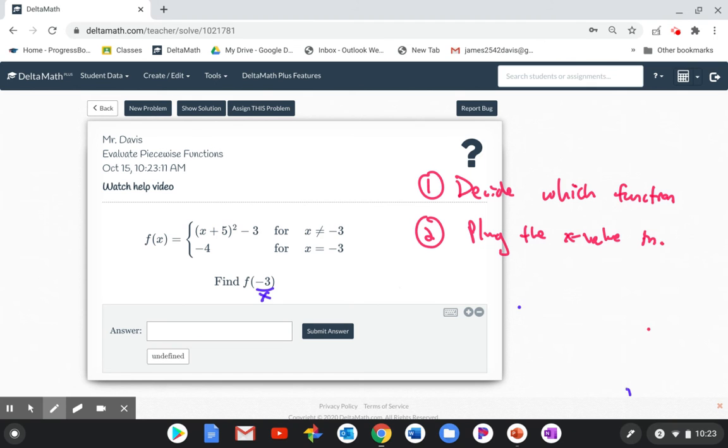The top one we use for any value except negative 3. Say if this was f of 5, f of 1, f of negative 10, f of negative 100, we use the top one. But if we're looking at negative 3, then this is going to be our answer. This is our y value, our answer for f of negative 3. So our answer then is negative 4.